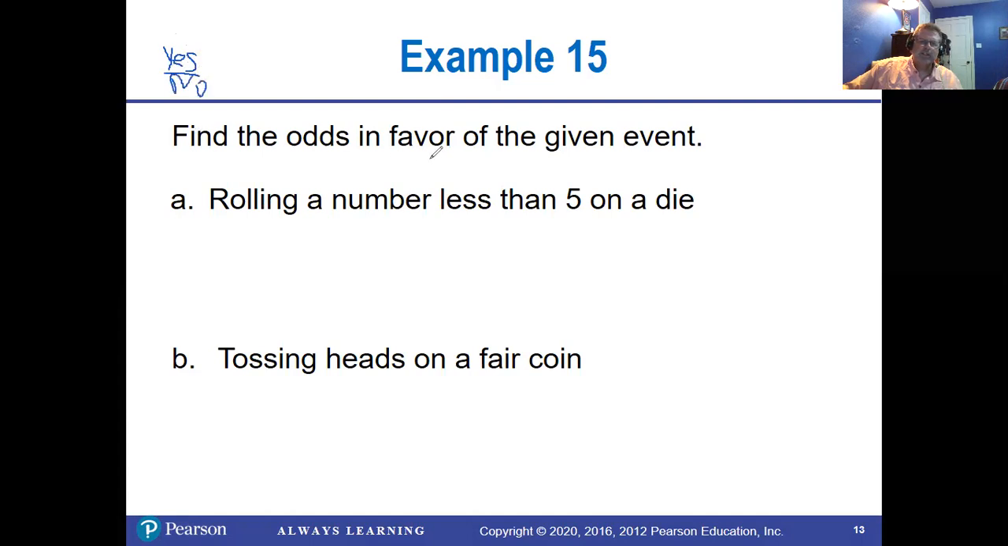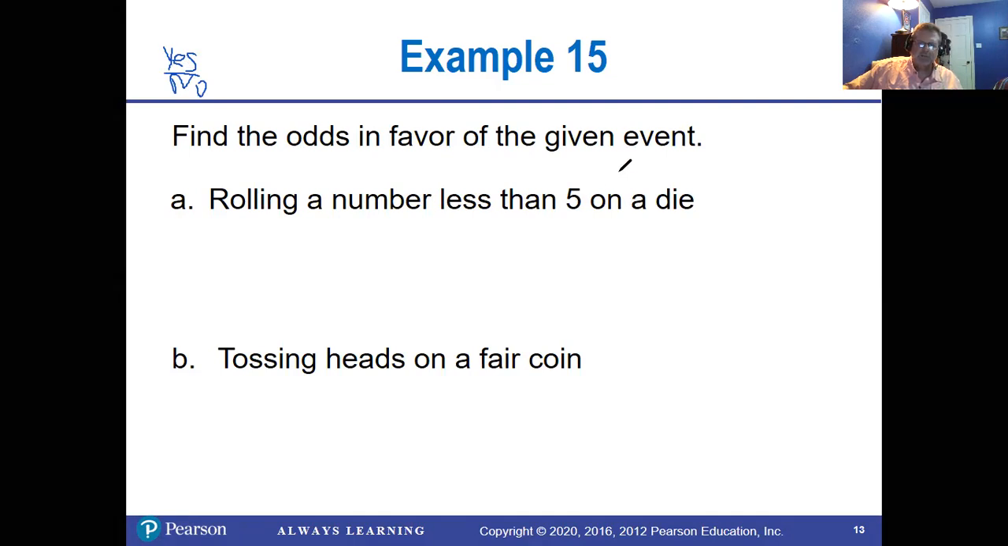Okay, so find the odds in favor of a given event: rolling a number less than 5 on a die. Well, that would be 1, 2, 3, and 4, right? Those are all less than 5. So how many of these are less than? There's 4 of them.